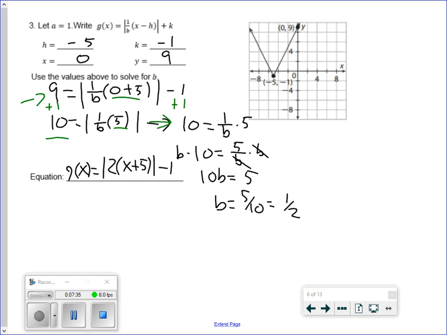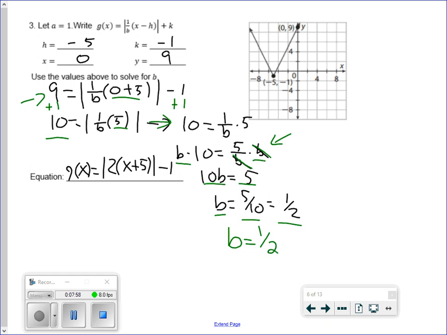What we did here on this line right here is I multiplied by b on both sides, so they canceled out, and I'm left with 10b equals 5. I divided by 10 on both sides to keep that b by itself. So b equals 5 over 10, or just 1/2. So we ended with b equals 1/2.